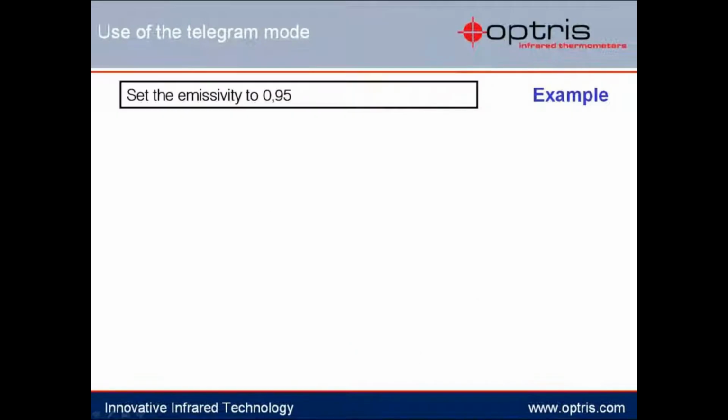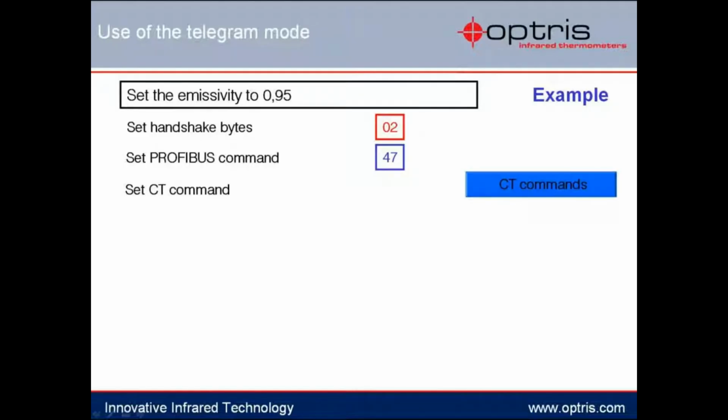Let's have a look at an example. In this case, we will change the emissivity of the temperature sensor to 0.95. The first step is the sending of a handshake byte. In our case, this byte has the value 02. The second byte is the Profibus command 47, which informs the temperature sensor that another command will be sent. The third byte includes the actual command, with the specification which settings at the sensor will be changed or which information will be requested from the sensor.